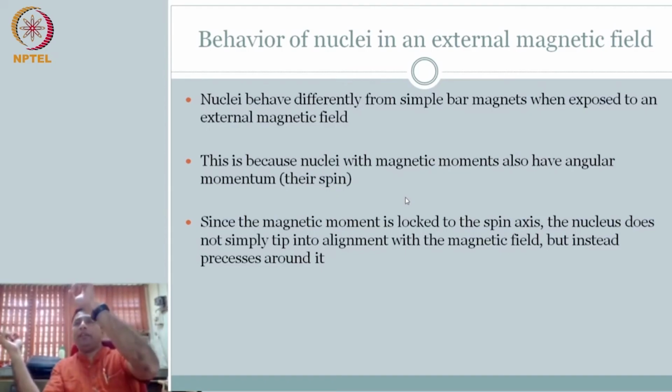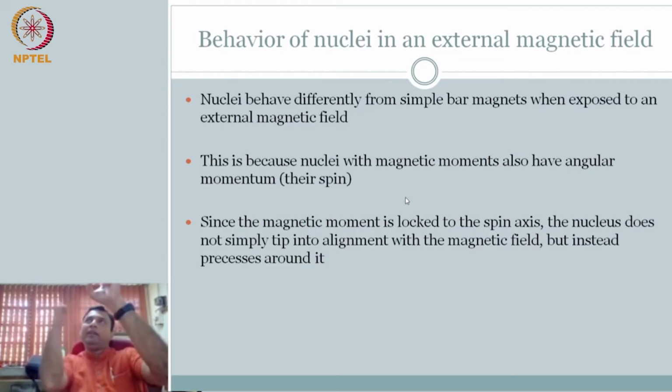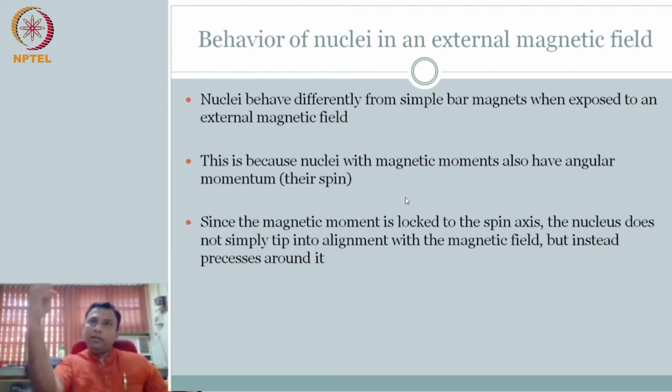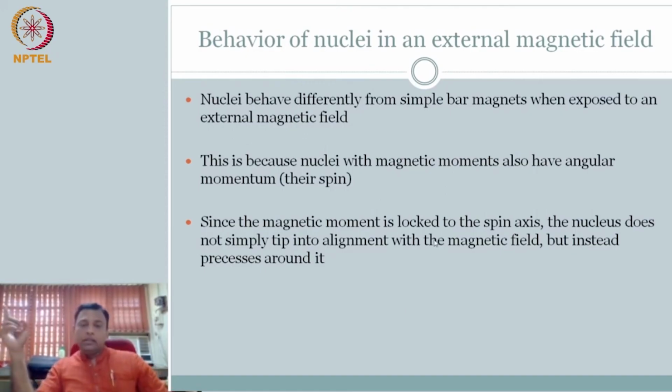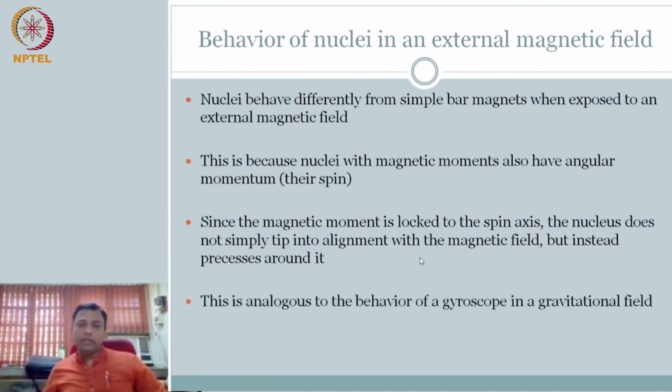This is the magnetic field, the external magnetic field direction. You would expect the bar magnet to come like this, whereas because this is spinning, it's not going to come like that. It will go around. It will spin, but it will go around. Spinning gives its magnetic moment, but the angular momentum makes it precess around the external magnetic field direction. So since the magnetic moment is locked to the spin axis, the nucleus does not simply tip into the alignment of the magnetic field, but it precesses around it. Okay, so this is very analogous to the gyroscope in a gravitational field.